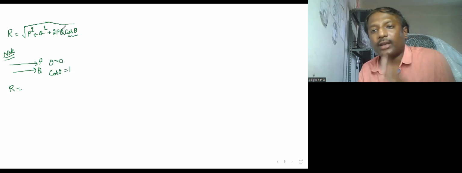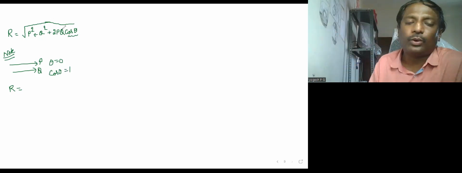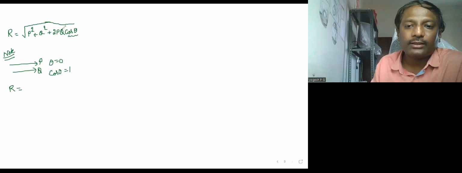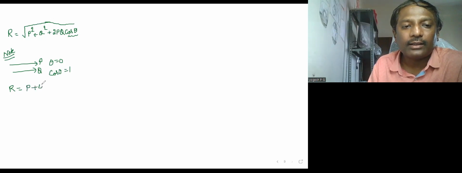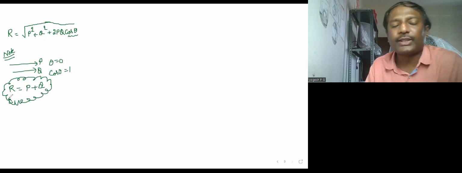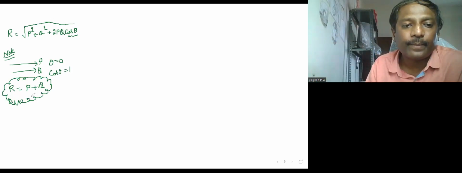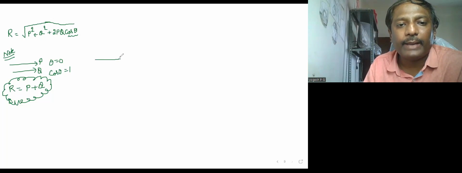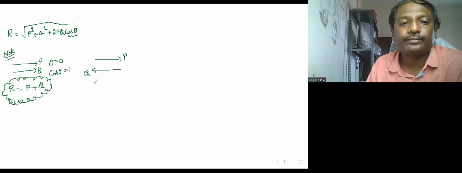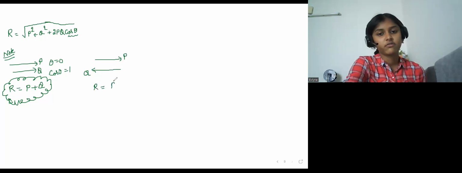So what is the format? Root of P square plus Q square plus 2PQ. That can be written as P plus Q whole square. Square and square root cancel out. What will you get for R? P plus Q. So please remember, if two vectors are in the same direction, the resultant is P plus Q. If two vectors are in the opposite direction, P minus Q. Very good.